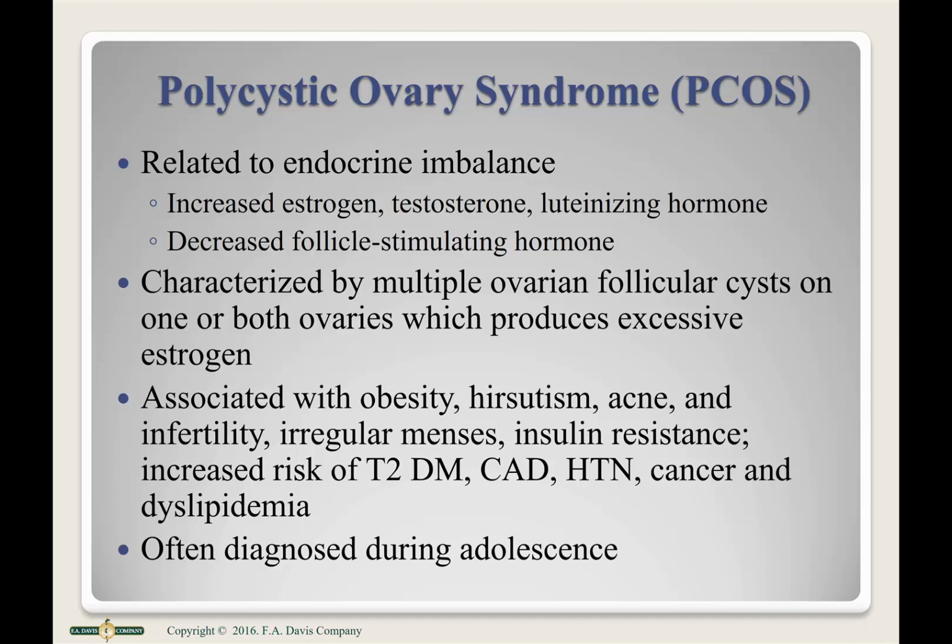They can have a problem with acne. They can have problems with infertility because the hormones are not working correctly. They can have irregular menses because the hormones aren't working correctly. And they can have insulin resistance, which would put them at increased risk for high blood sugars, so they would be at increased risk for diabetes. They're at risk for coronary artery disease, hypertension, cancer, and lipid problems. We often diagnose this in adolescence. Okay.